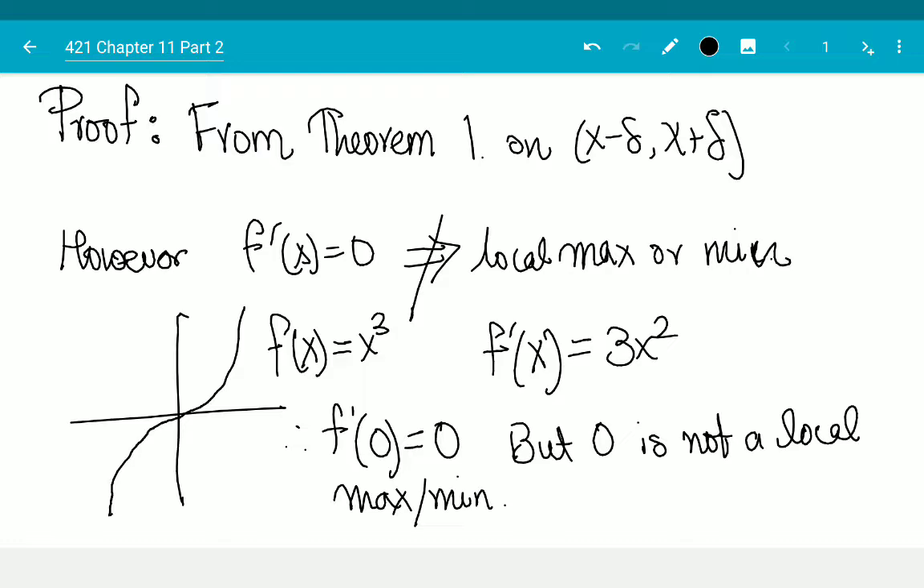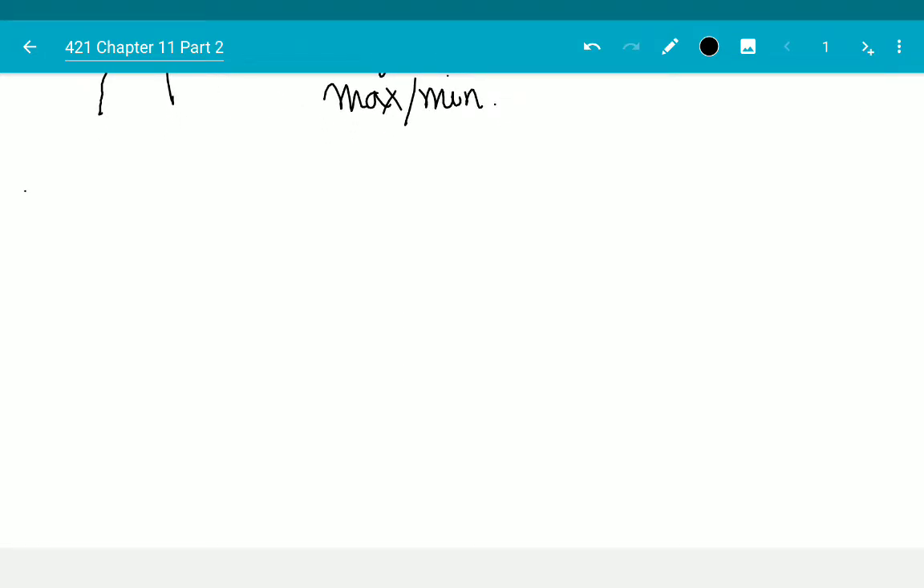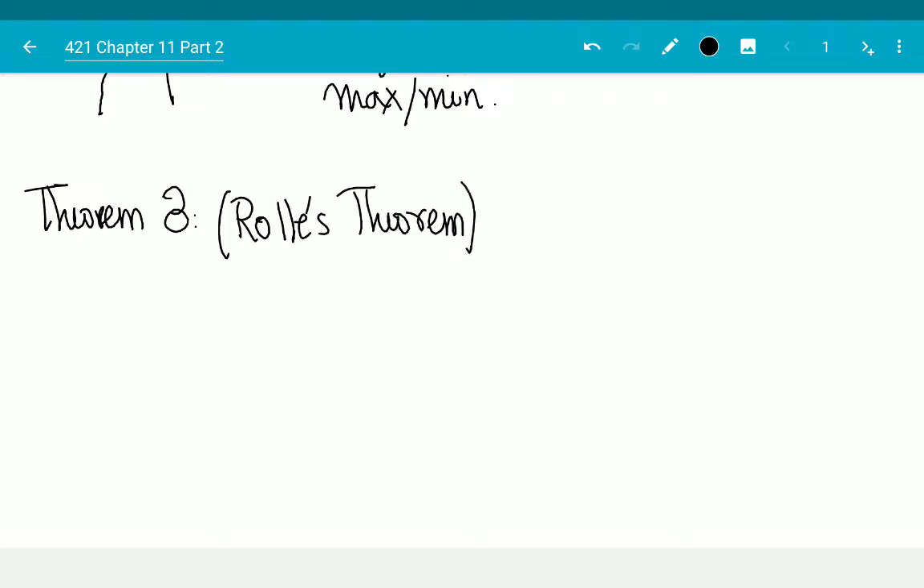So now let us look at the first major theorem, which is significantly different from what we have done before. We will look at theorem 3, Rolle's theorem. What we call the mean value theorem is a direct consequence of Rolle's theorem, and we will look at it afterwards.